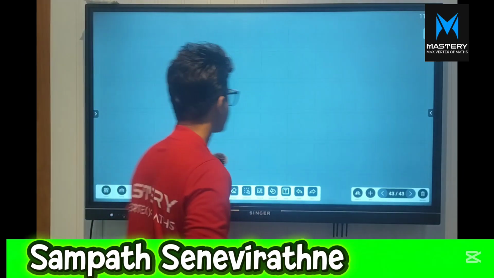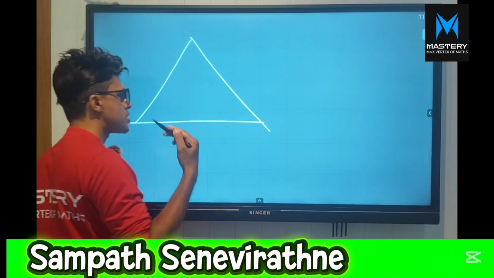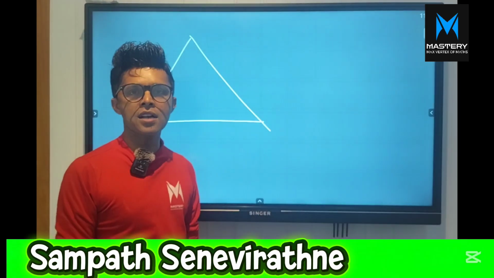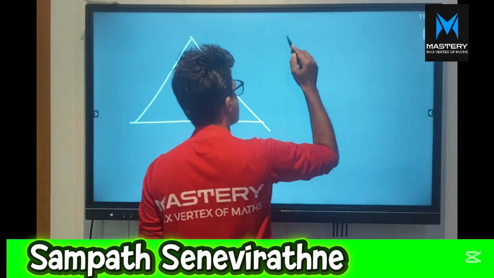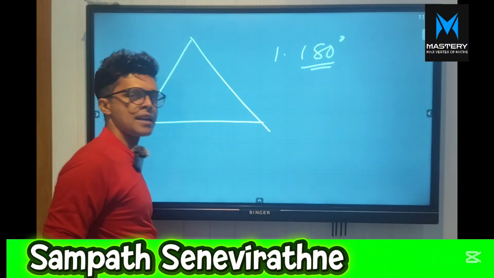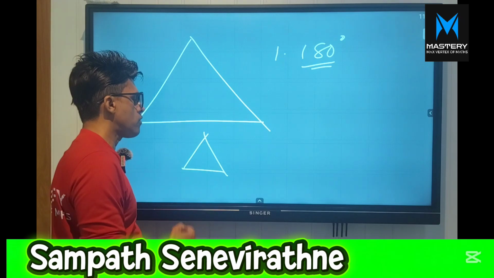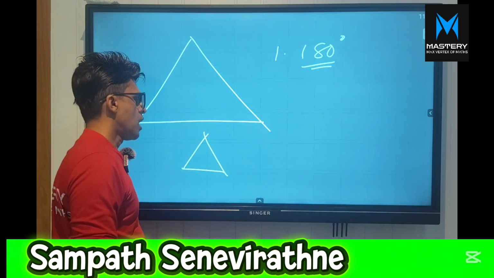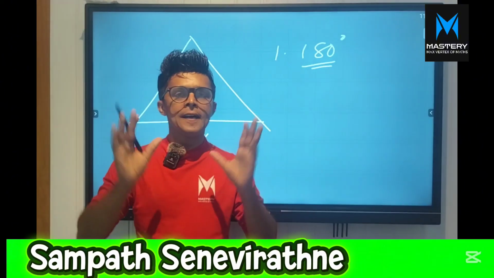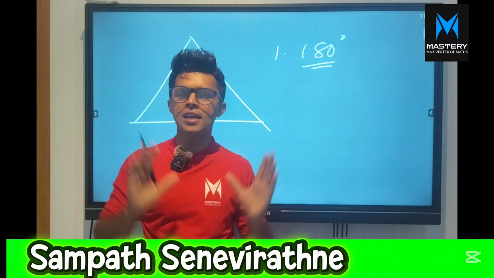Grade 8. Here I'll be teaching you first the sum of interior angles of a triangle. The sum of interior angles of a triangle is 180 degrees. When it comes to any triangle, it could be a smaller one or a greater one. Although the size of the triangle changes, it does not change the sum of its interior angles.